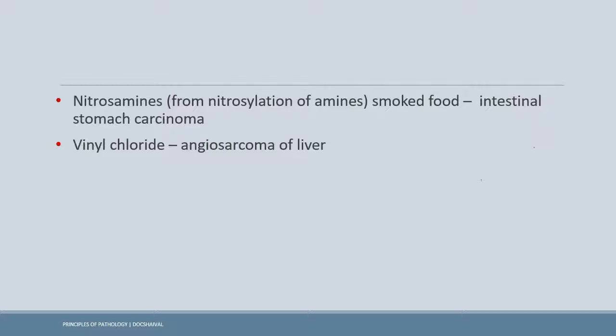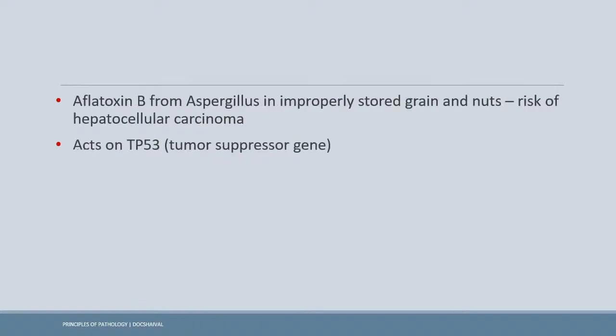Now, the next one is vinyl chloride, and that is associated with angiosarcoma of the liver. Okay. Another important thing to be aware of is aflatoxin from the Aspergillus fungus. Aflatoxin is particularly important because it was associated with hepatocellular carcinoma among the African population, and that was because of improperly stored grains and nuts. Those are affected by Aspergillus, and that causes the aflatoxin.